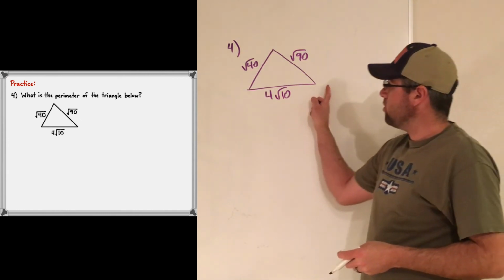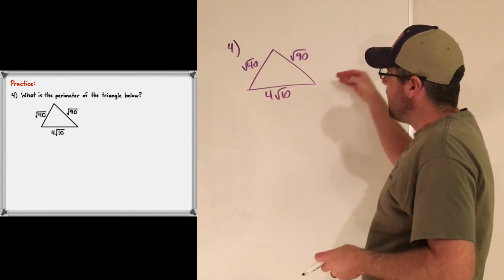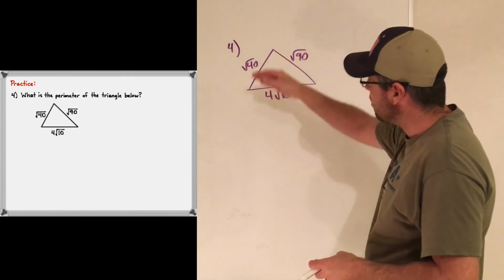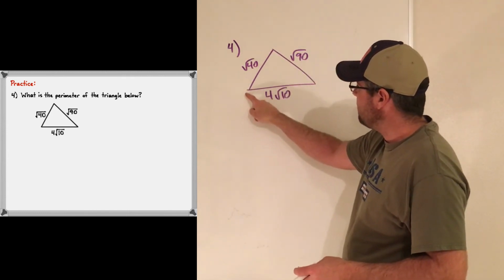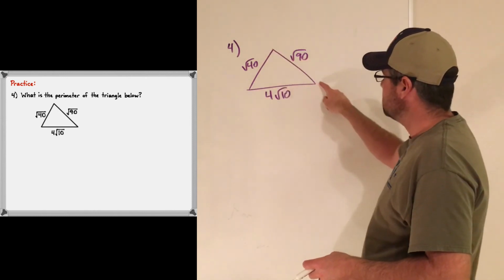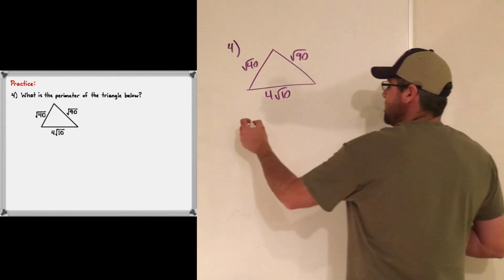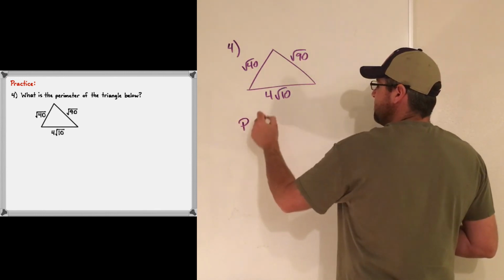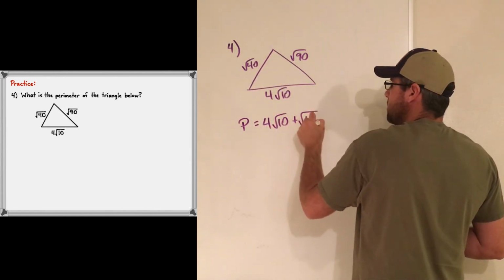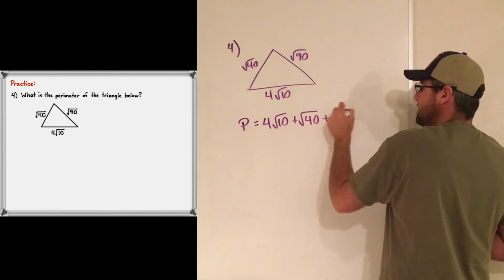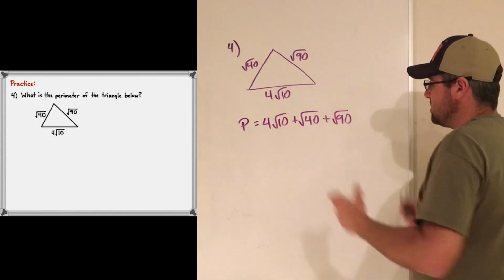So if I start on one corner and I just walk around, how many steps do I have to take, or how far around is it? Well, it's 4 rad 10 from this point to this point, rad 40 from this point to this point, rad 90 from this point to this point. So the perimeter is just going to be all of those added up. So the perimeter will be 4 rad 10 plus rad 40 plus rad 90. Now we would simplify this.